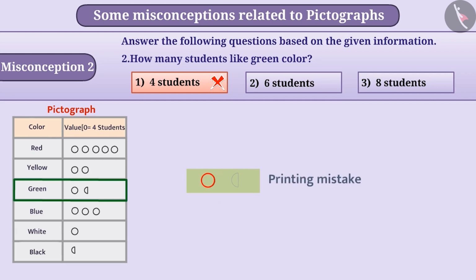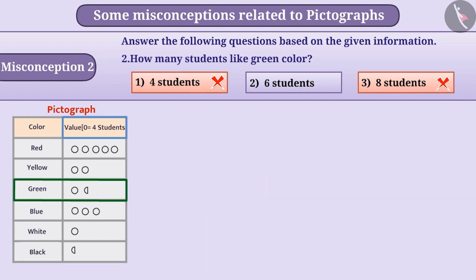Similarly, assuming a printing error, some children consider the indicated symbols as 2 complete symbols and think that the students who like green color are 4 plus 4 is equal to 8. So, they give the answer to this question as option 3, but this is also an incorrect answer.